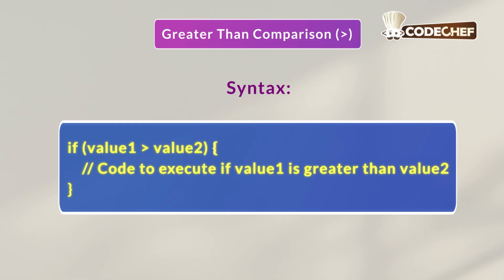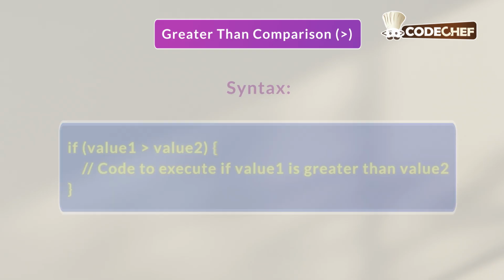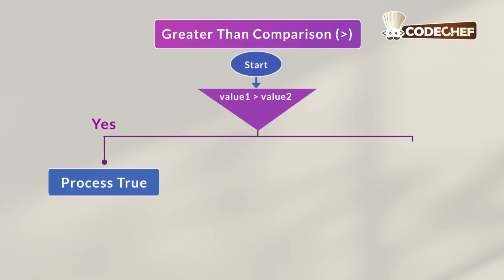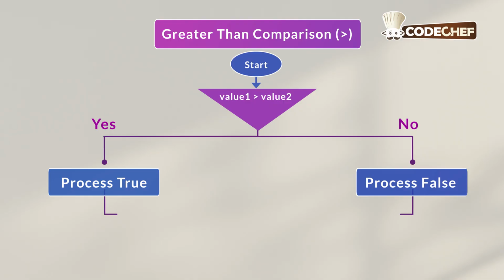So what are we doing? We are giving a new kind of condition here. So here we are not checking whether two values are equal or not equal, but we are checking if one value is greater than the second value, only then we will execute a piece of code which is written inside the curly braces.